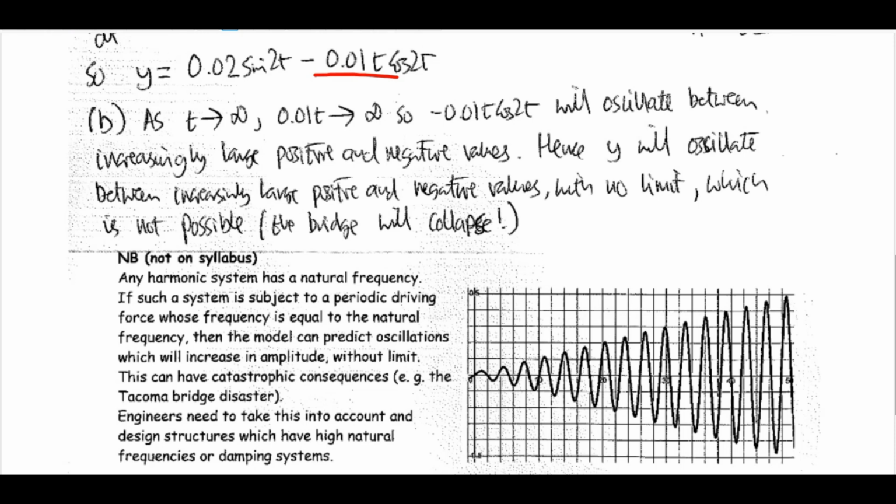There's a famous thing called the Tacoma Bridge disaster, where a bridge was designed, the wind started blowing it, and the amplitude of the oscillations got larger and larger and larger, and the bridge collapsed. Engineers need to take this into account when they are designing structures, and engineers will try to make sure that the natural frequency of any structure they build is so high that any forced frequencies are bound to be lower than it. Okay, folks.